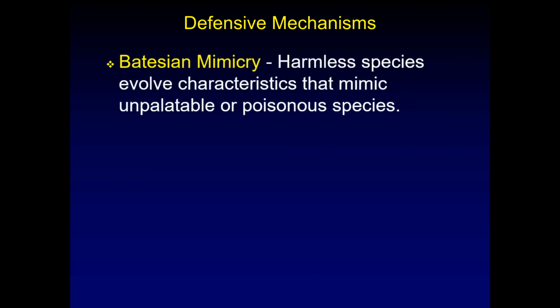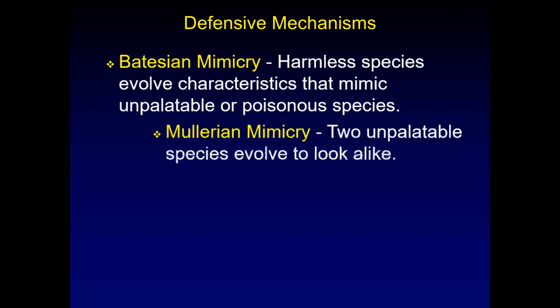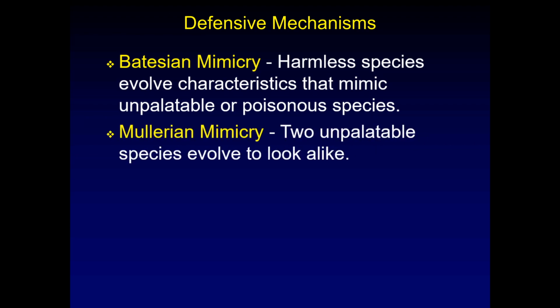So how do you prevent competition, or how do you defend yourself against competition? Well, you have these defensive mechanisms. Mimicry is really cool, and it's where a harmless species evolves characteristics that mimic unpalatable, inedible, or poisonous species. And Mullerian mimicry is where two unpalatable species evolve to look alike.